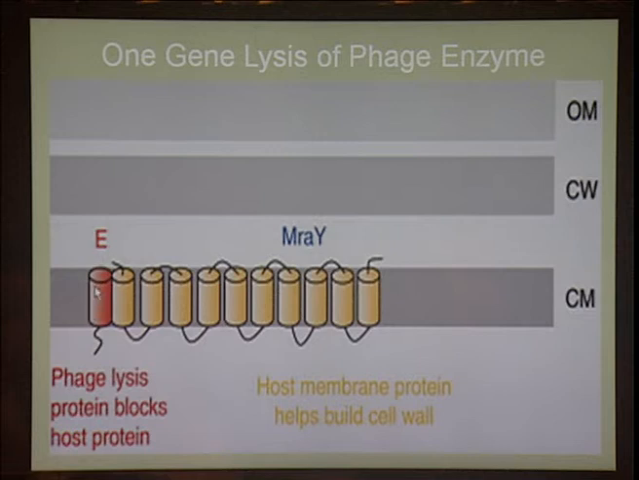Suppose this is the enzyme, it is binding with the MraY. You know, MraY is the translocase protein which translocates the peptidoglycan unit outside the membrane. So, it is being blocked, and as a result the cell wall gets degraded.